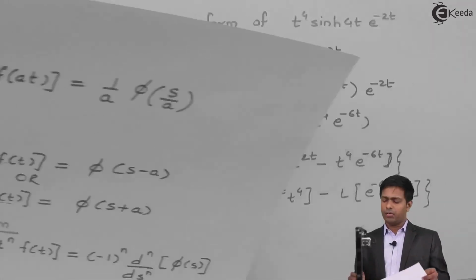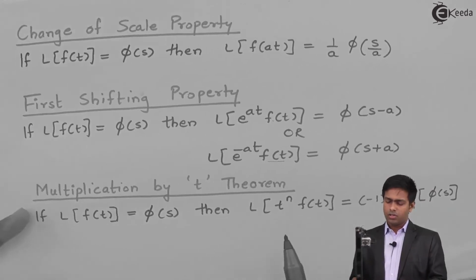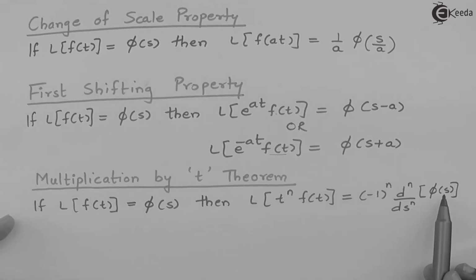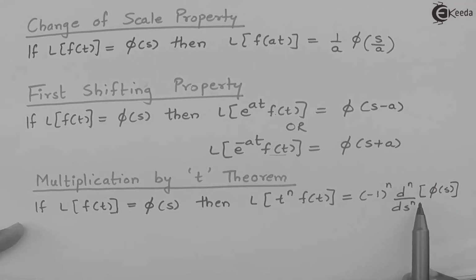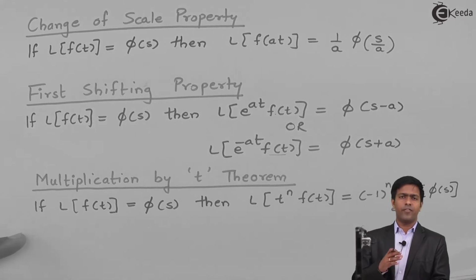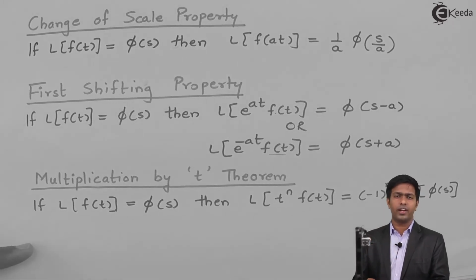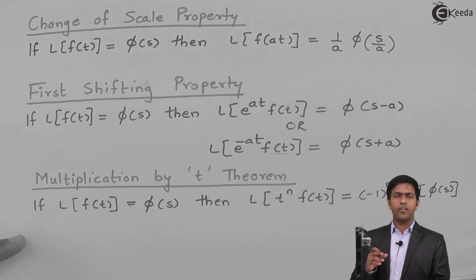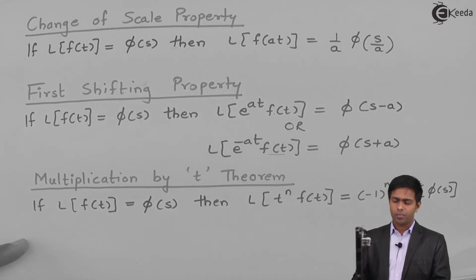Now here we have a term t raised to 4. So according to it, I have to differentiate this phi of s 4 times. And we know that to get the differentiation 4 times, or fourth order derivative, is again a complex work, because every time we'll get more and more terms.